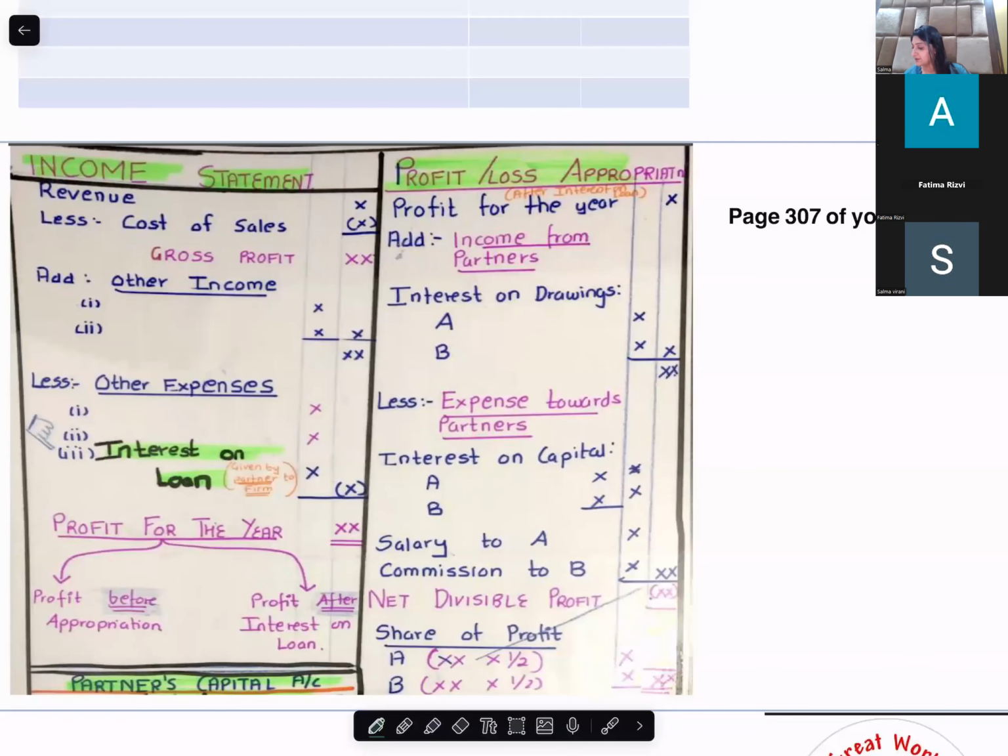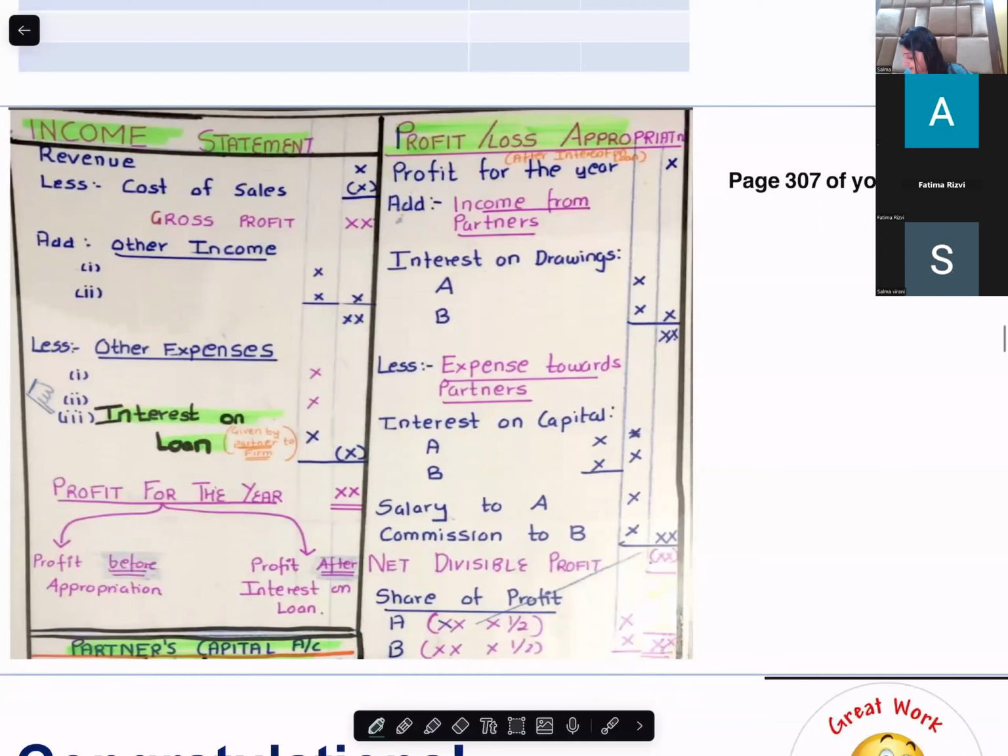So I hope you remember the format of the profit and loss appropriation account. What is the format? Profit for the year, then we add income from partners, which includes interest on drawings. Then we subtract expenses towards partners, which include interest on capital, salary to a partner, or commission to a partner, which then results in net divisible profit.